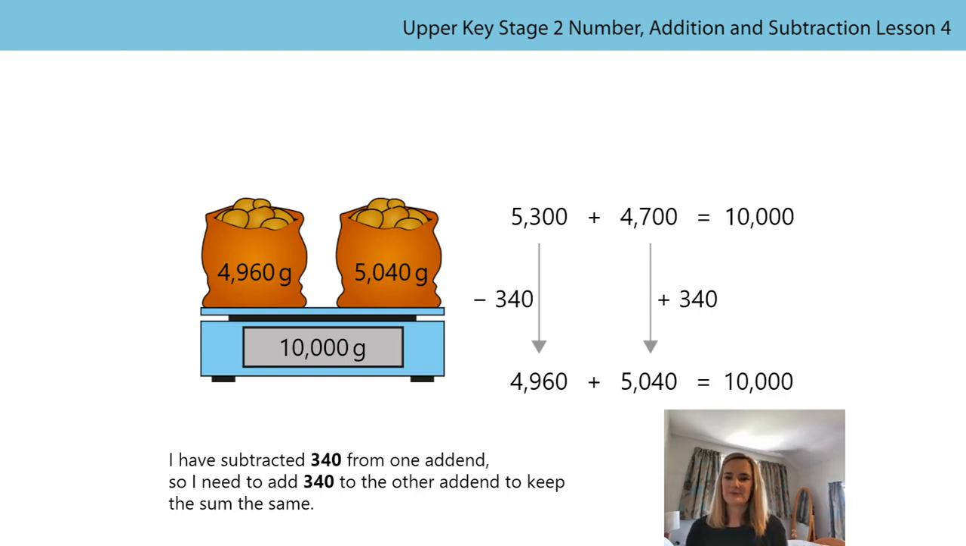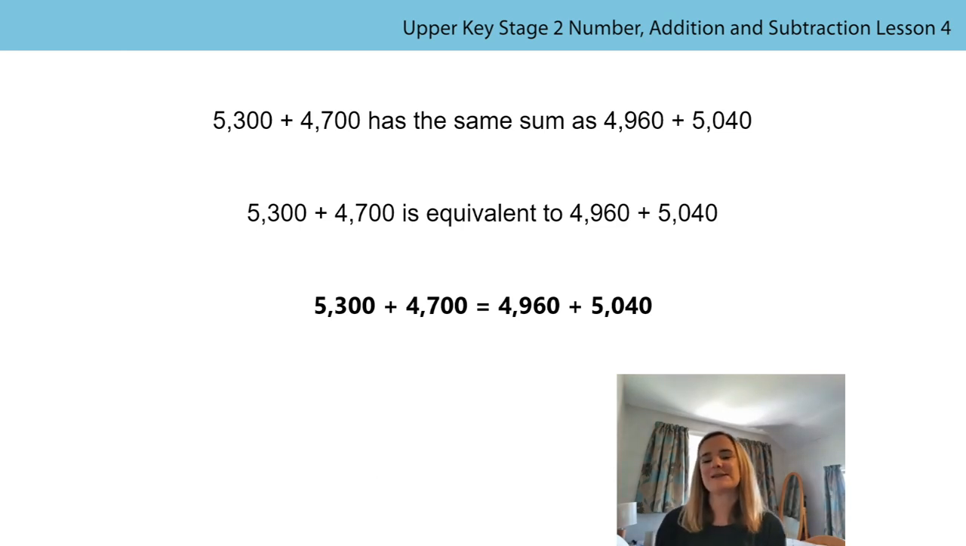Fantastic. Can you join in with me on the stem sentences now? 5,300 plus 4,700 has the same sum as 4,960 add 5,040. I'll let you read the rest. I hope you said all of the numbers correctly, especially at the bottom. 5,300 add 4,700 equals 4,960 add 5,040. And all of those relate back to that potatoes picture that we've just been looking at.